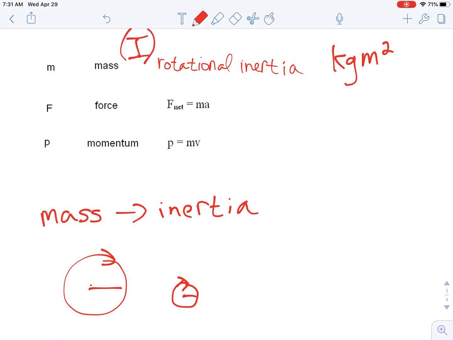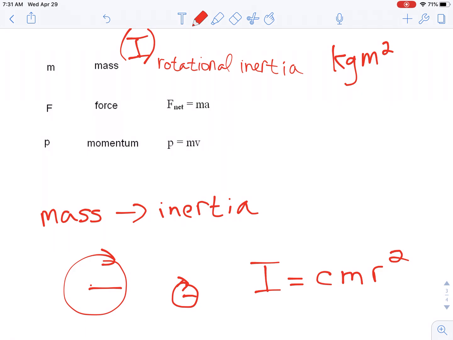And the equation for rotational inertia is actually I equals C times mr squared. And this r squared term shows us that if we double the radius, then the inertia will quadruple. If we triple the radius, the inertia will increase by a factor of 9, and so on. So hopefully it makes a little bit of sense.